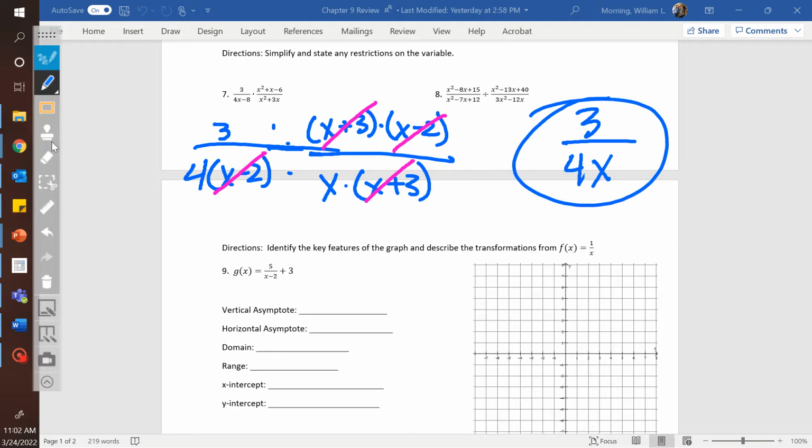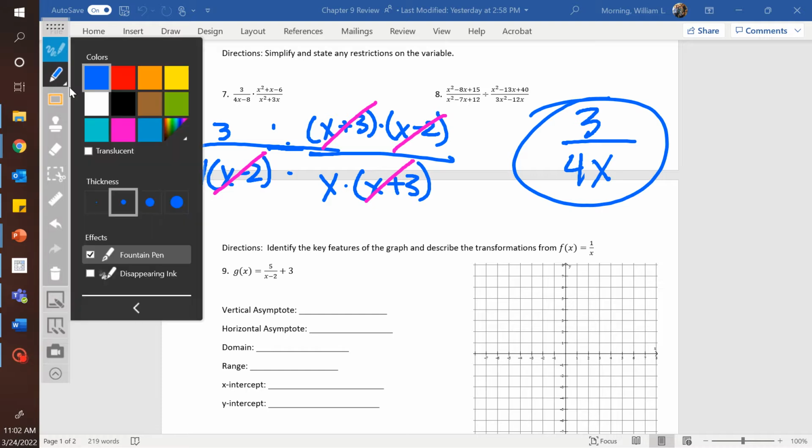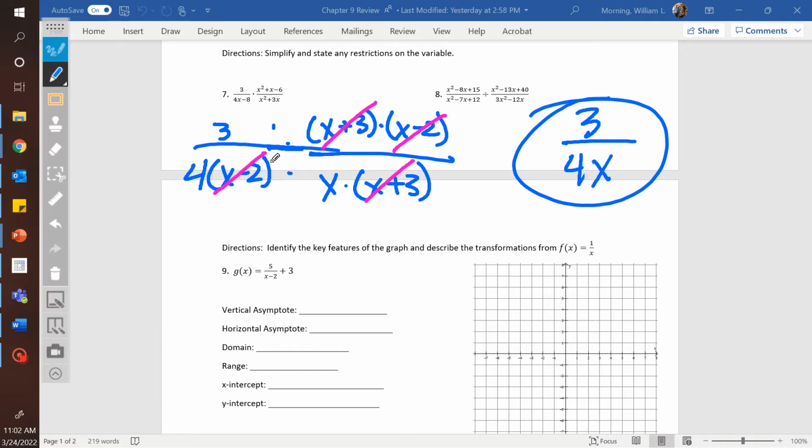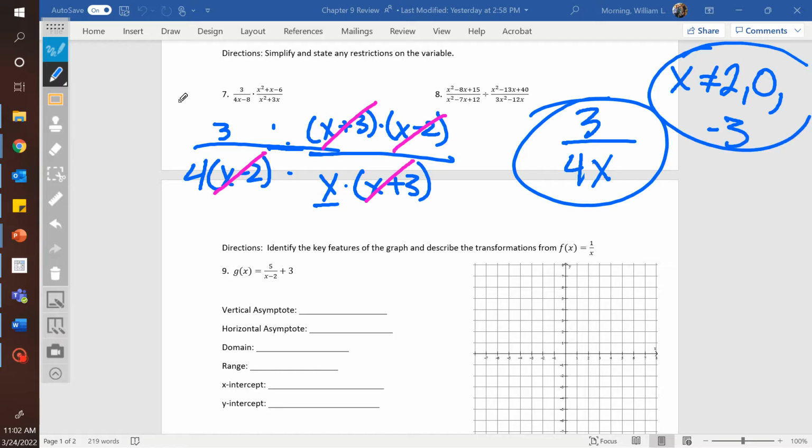Now, we do need to state the restrictions. So the restrictions are going to come from all the denominators here, okay? So none of our denominators can be equal to 0. So in this case, if we look at the factors, x minus 2, x cannot be 2 because 2 minus 2 is 0. The factor x cannot be 0 because 0 is 0. And the factor x plus 3, x cannot be negative 3 because negative 3 plus 3 is 0. So these are the restrictions on this problem here. X cannot be equal to any of these values.